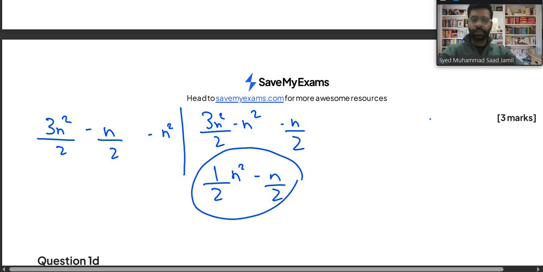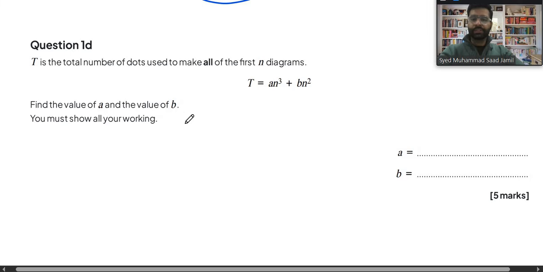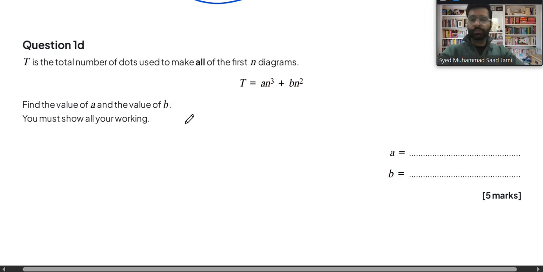All right. Now, in the next question, it says T is the total number of dots used to make all of the first n diagrams. That means all of the diagrams together. Find the value of A and B.